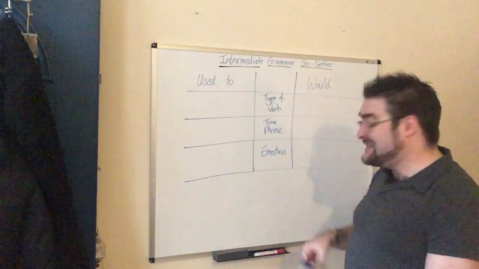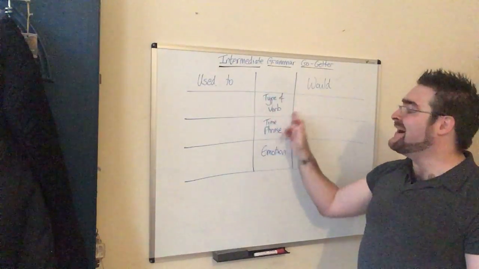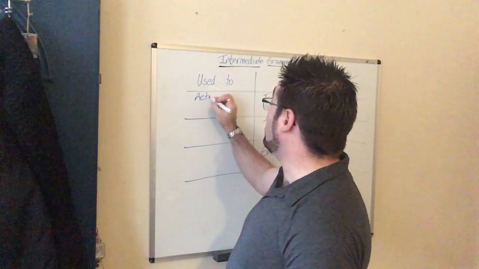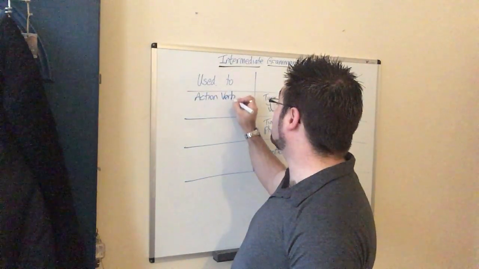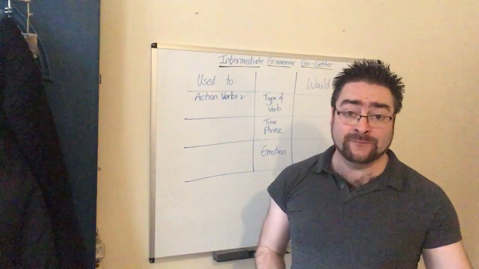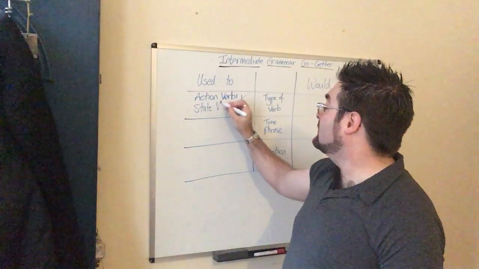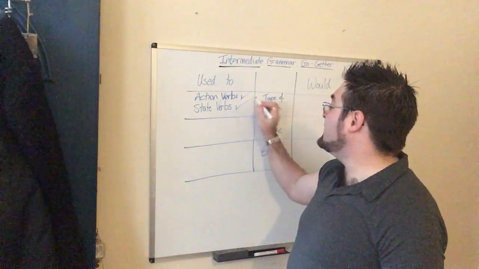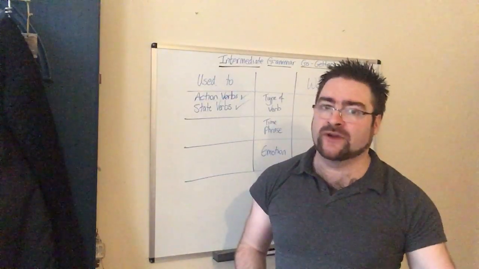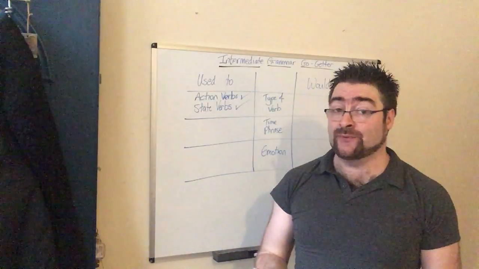Now there are three big differences between used to and would. First of all, the type of verb. Used to can be used with action verbs. So for example, I used to play football. And it can be used with state verbs. For example, I used to be a policeman, for example. So all types of verbs are possible with used to.